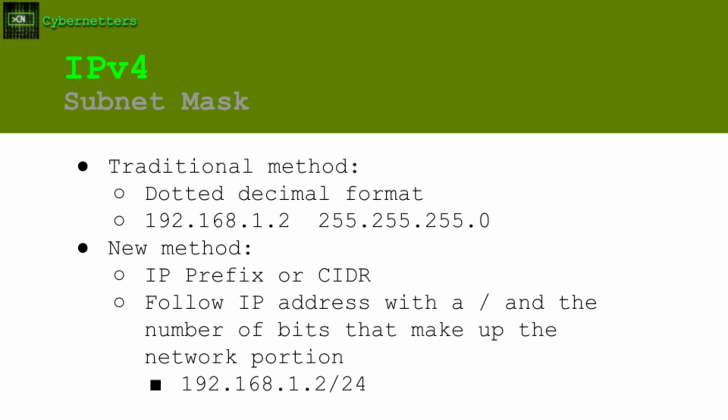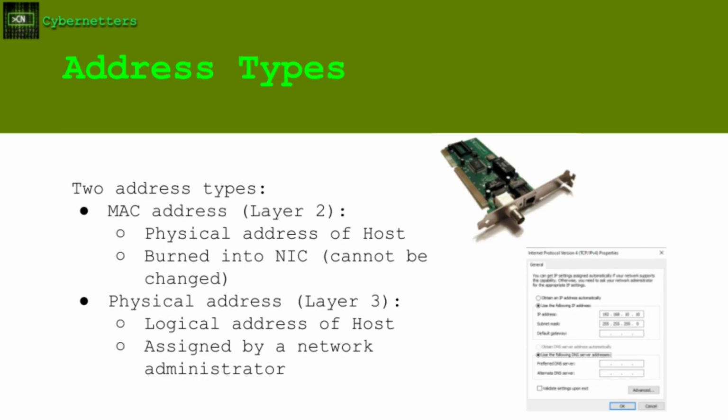This method is known as classful routing, where the default subnet masks are assigned based on the address classes A, B, or C. And then we have the CIDR notation, which basically means writing the subnet mask as a prefix of the IP address. So instead of writing 255.255.255.0, we write 192.168.1.2/24. The /24 means the first 24 bits are for the network and the remaining 8 bits are for the host portion.